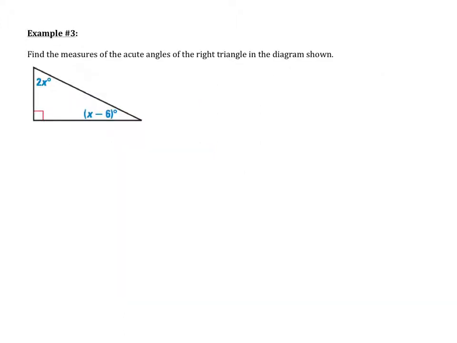And our last example, number 3, find the measures of the acute angles of the right triangle in the diagram shown. We can use the corollary in this section in order to solve this. Since I have a right triangle, it's marked here with a right angle, I know that the two other angles in the triangle have to be complementary because there's 180 degrees total inside the triangle, and if one of them is 90, that only leaves 90 degrees for these two angles to add up to. So I'm going to take 2x plus x minus 6 and set it equal to 90.